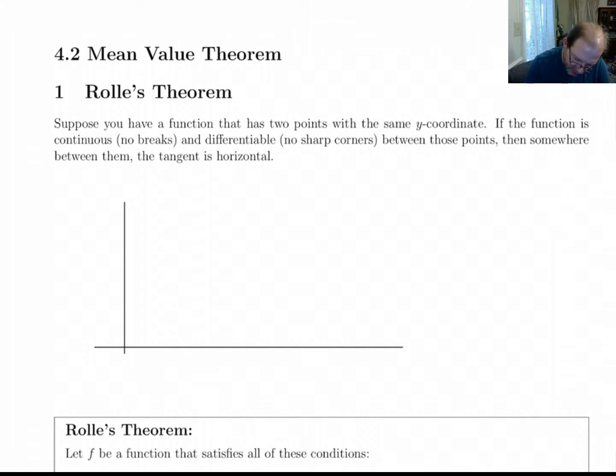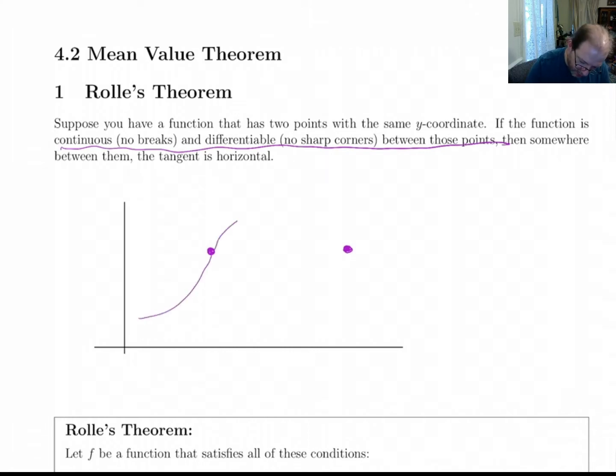Rolle's theorem says this. Suppose you got a function that has 2 points that have the same y coordinate. So here and here. So any function that has 2 points with the same y coordinate, as long as it's continuous and differentiable between those points, then somewhere between them the tangent is going to be horizontal. So I'm going to draw in just any function I want as long as it's continuous and differentiable between those 2 points.